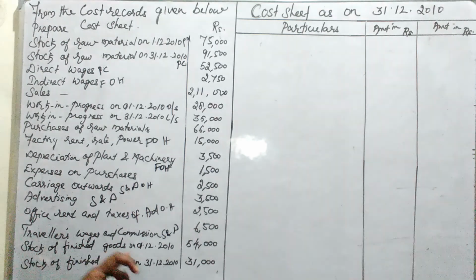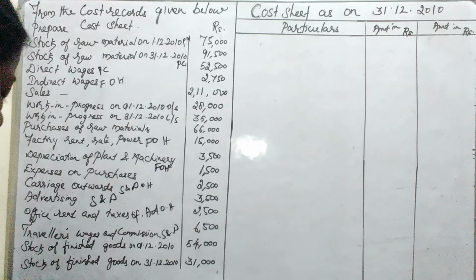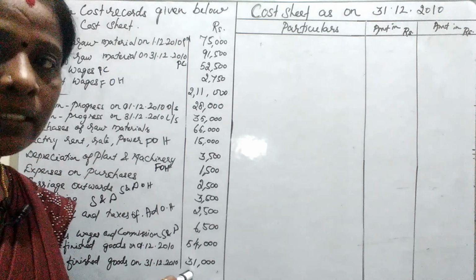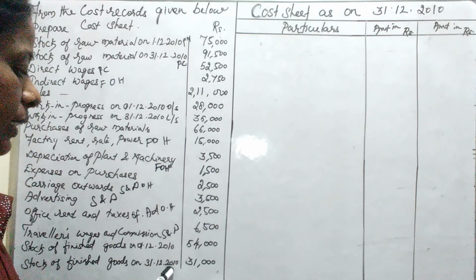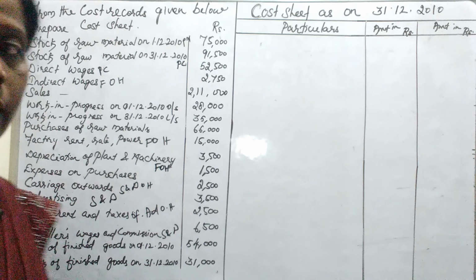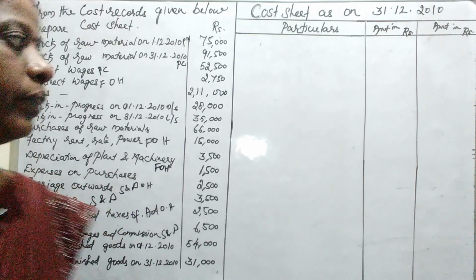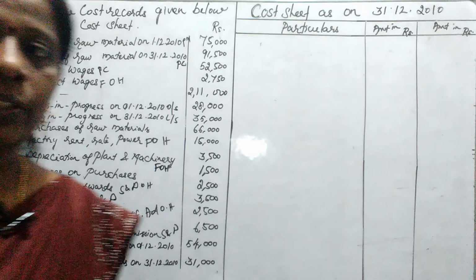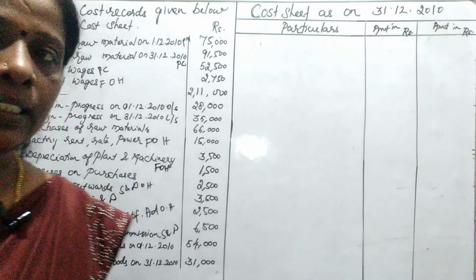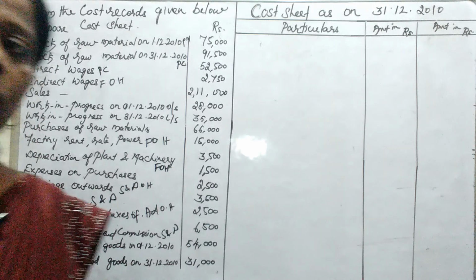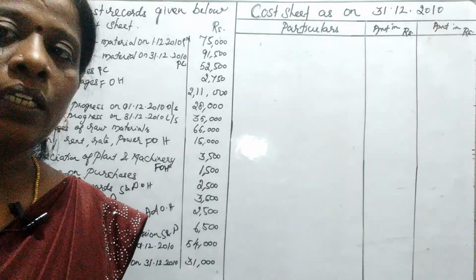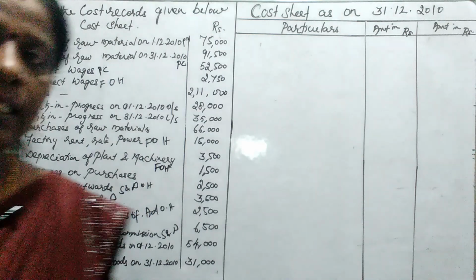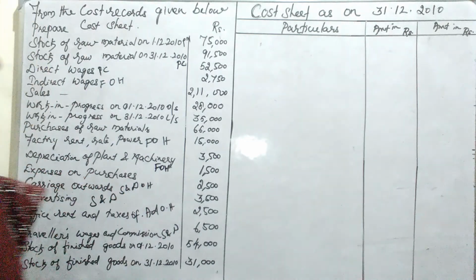Next, stock of finished goods on 1/12/2010 and stock of finished goods on 31/12/2010. So this is opening stock and this is closing stock of the finished product. So this comes under the after cost of production. We have to adjust this, and finally we have to find the cost of production of goods sold before finding the cost of sales. Okay.